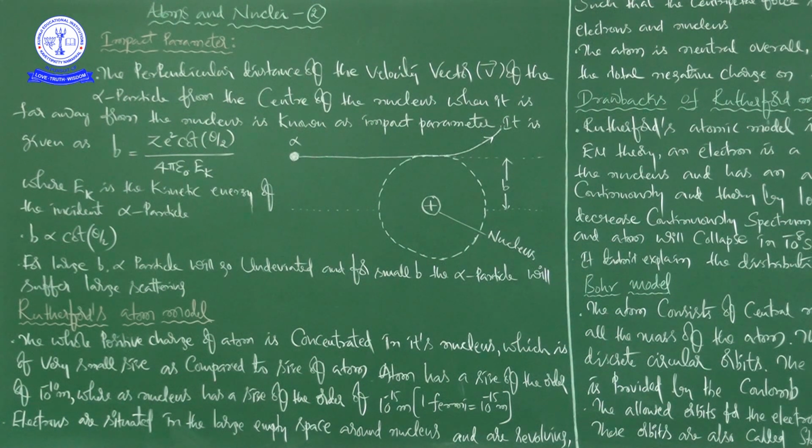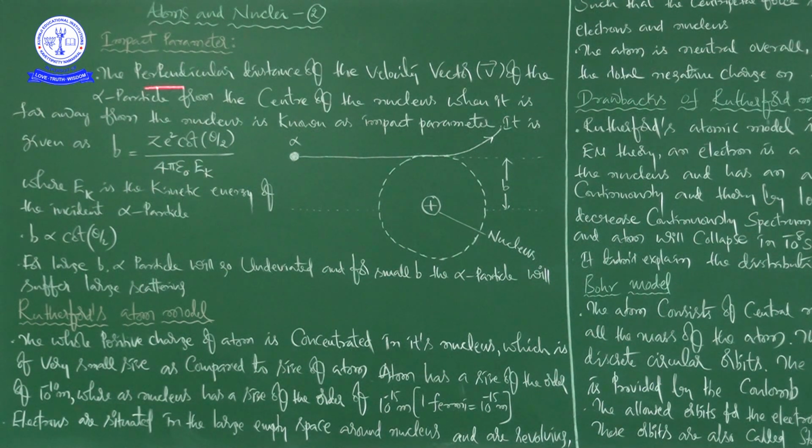Impact parameter is nothing but the perpendicular distance between the velocity vector of the alpha particle and the center of the nucleus. But there is a condition: this is measured when the alpha particle is far away from the nucleus. That is known as the impact parameter.